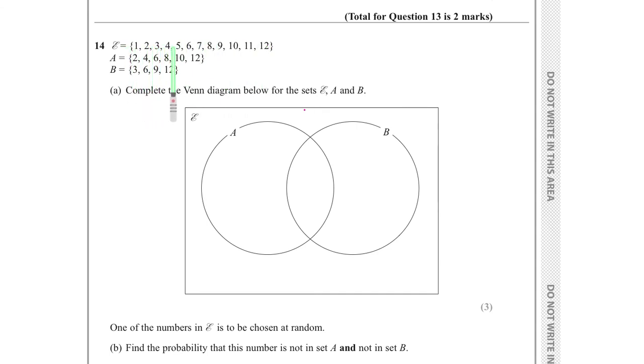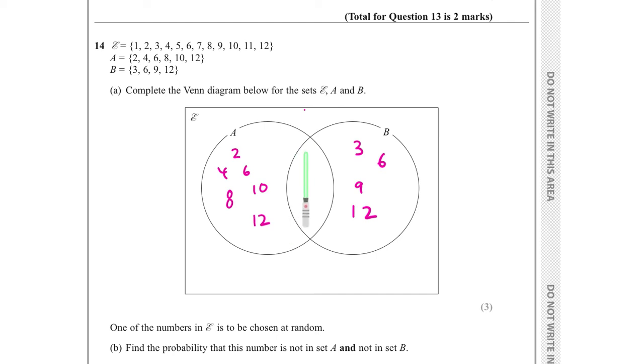1, 2, 3, 4, 5, 6, 7, 8, 9, 10, 11, 12. We cannot use any more of these numbers. Okay. So this circle can only contain A, which is 2, 4, 6, 8, 10, 12. So in A, we have 2, 4, 6, 8, 10, 12. In B, we have 3, 6, 9, 12. Now tell me, what do I notice?